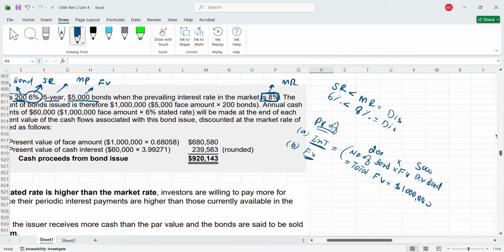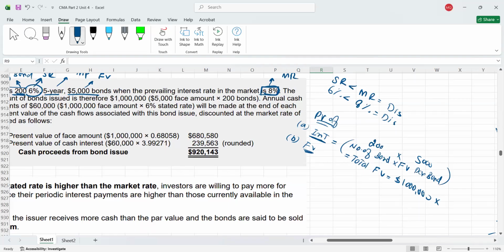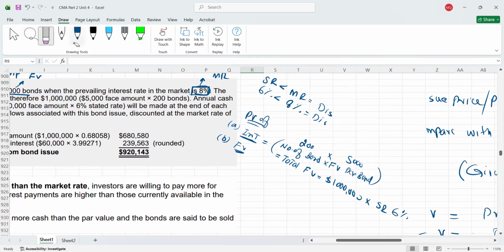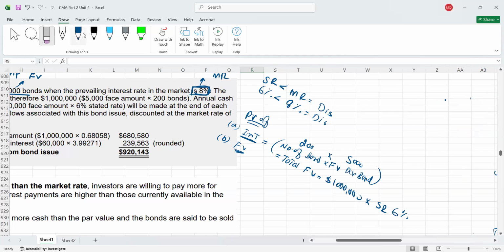Once I have the total face value, do you remember I told you to multiply it with the stated rate? And what's the stated rate? 6%. So face value times stated rate gives you the interest amount. And the interest amount is going to be 60,000. So this is the interest.